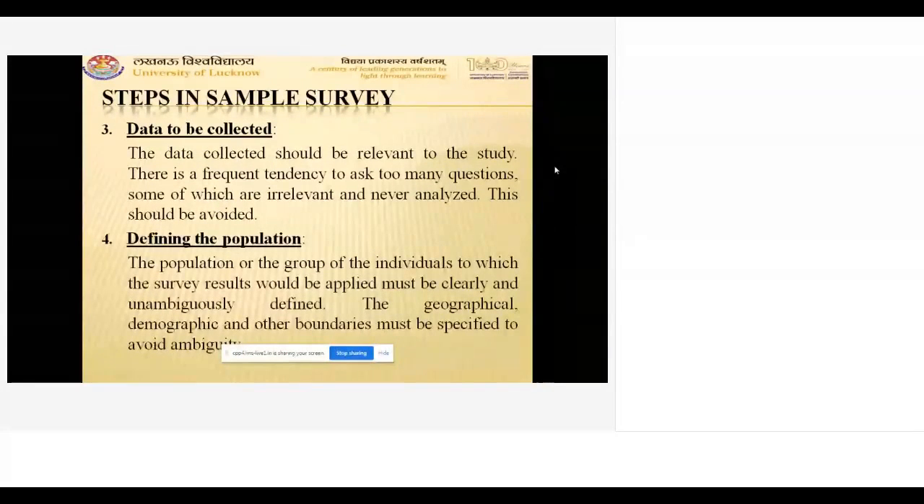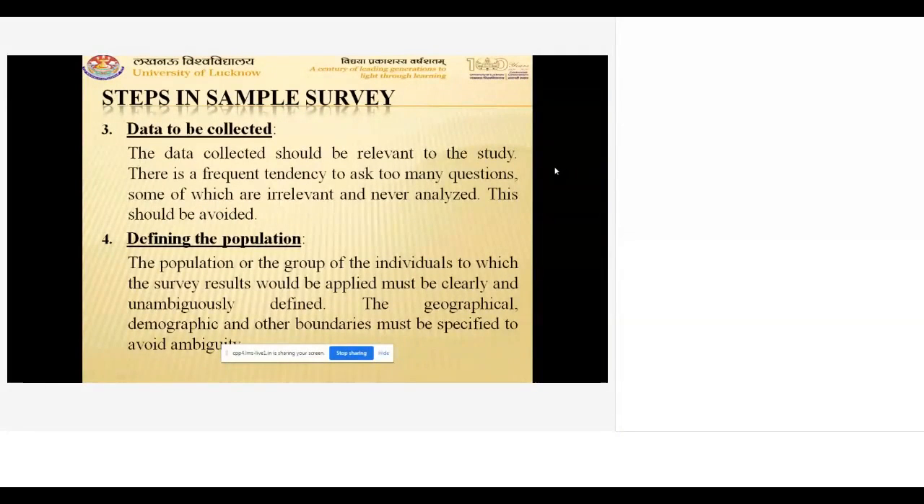Third step, data is to be collected. So what is relevant information? What information is relevant to our study must be decided. That is, on which points we have to take the data. Sometimes we can collect a very large amount of data which is not relevant to our study, then that is a waste of time and money and so on. So we need to collect the data on certain specific points which are related to our study.